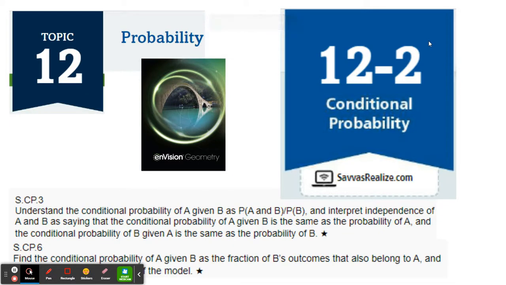Hello, geometry. Welcome to lesson 12.2 on conditional probability. So the state test also loves conditional probability, right?